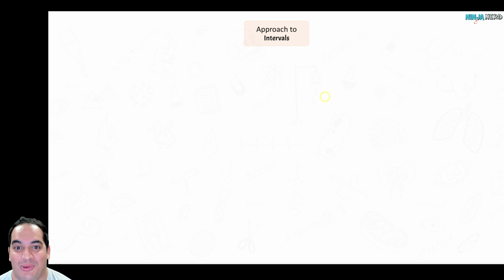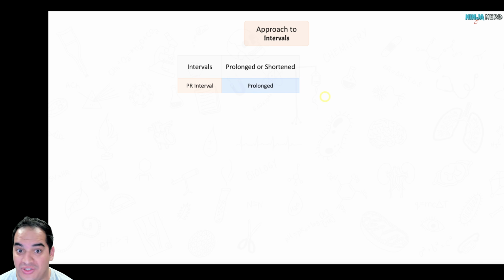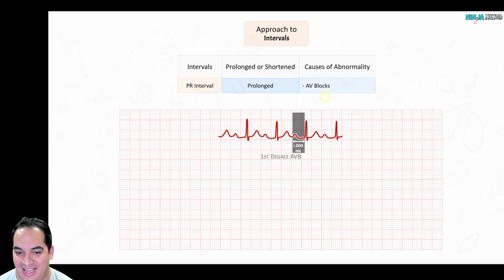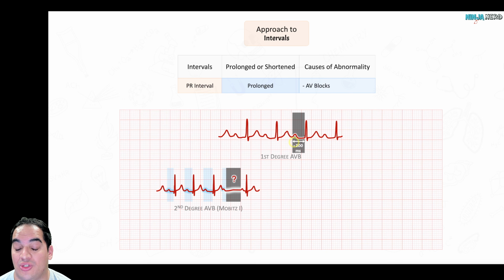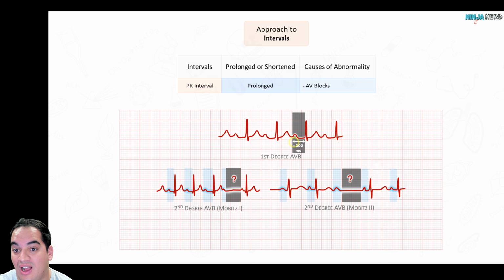We go to the next thing, approach to intervals. There are two intervals I think are very important to remember. One is the PR interval and the other is the QT interval. The question I want you to know is: is the PR interval prolonged or shortened? If it's prolonged, that tells me about AV blocks. For example, if it's greater than 200 milliseconds, that's prolonged. In this case, it could be a first degree AV block if I don't drop a QRS. It could be a second degree Mobitz 1 if I drop a QRS as it gets longer and longer and longer. If it's a constantly prolonged PR interval and I drop a QRS, that could be indicative of Mobitz 2.